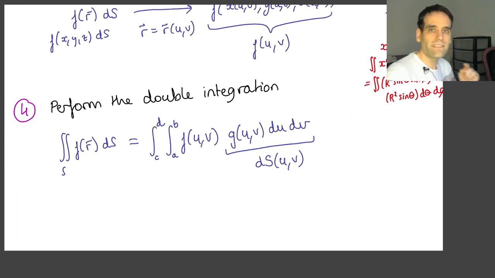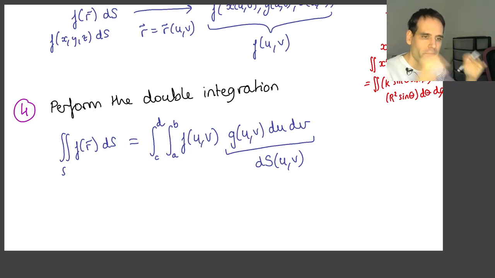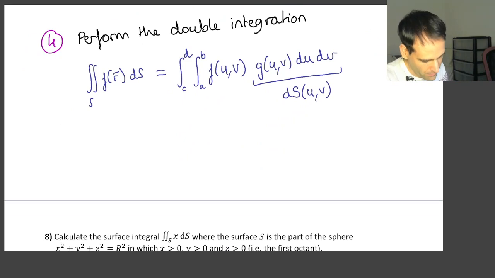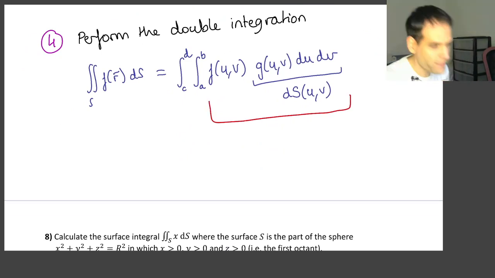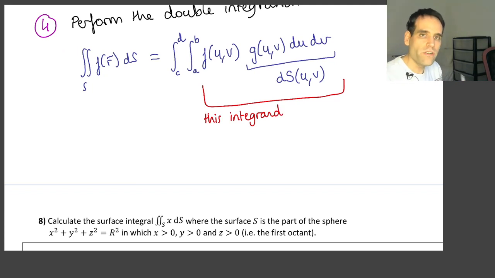So one sanity check that I would ask you to always do before starting integrating things. So even before you start integrating anything, when you arrive at this step 4, please check that all that is inside of the integral, this is called the integrand. So this integrand must only contain u, v, and constants. Okay?